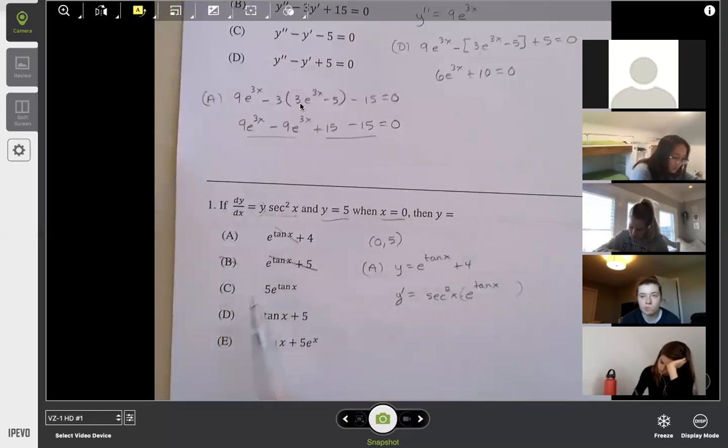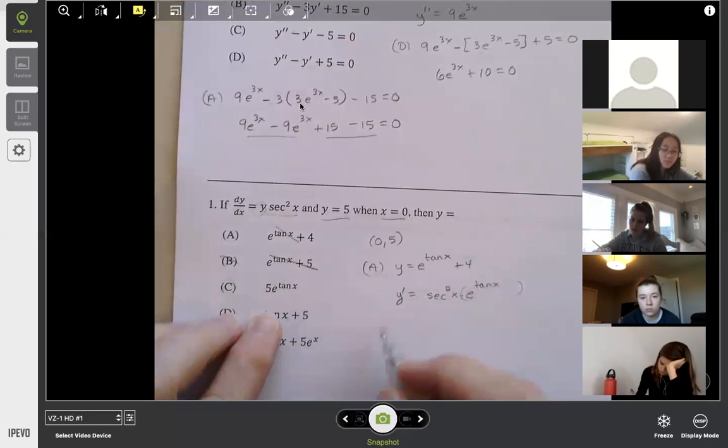Anybody want to make a guess? Which one do you think we should try next, C, D, or E? C. What was that? C. B's not going to work. Did you say B? No, I said C. 5e to the tan x.